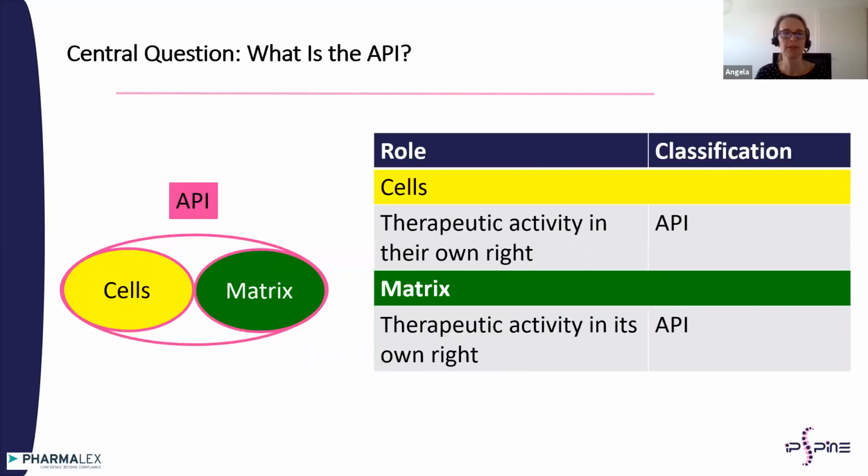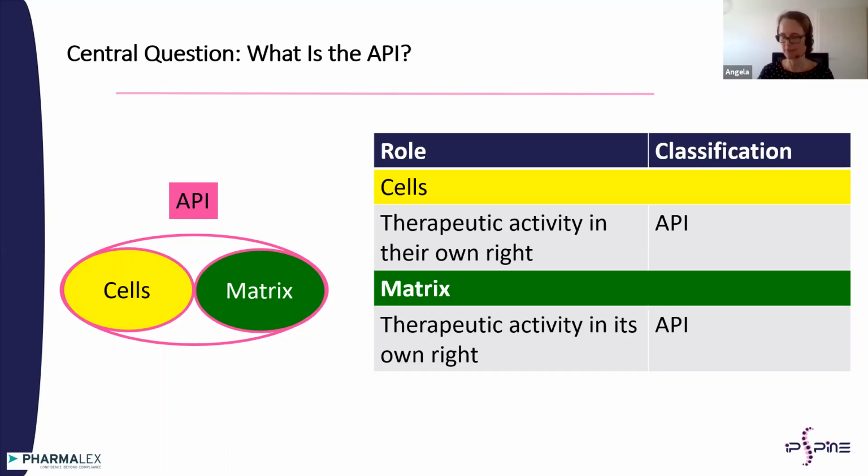A third option is more of a theoretical possibility. We could say that both the cells and the matrix are an active substance in their own right, and we combine them because there is some synergistic activity that further enhances therapeutic activity. We will not do that because it's very complicated. It will result in a lot of additional testing that we do not feel like doing. But theoretically, this is also possible, having two APIs.